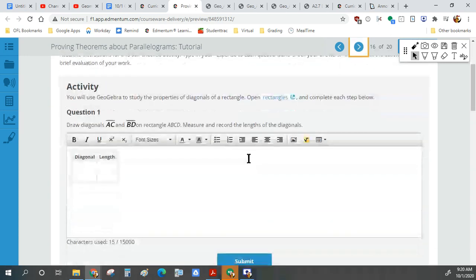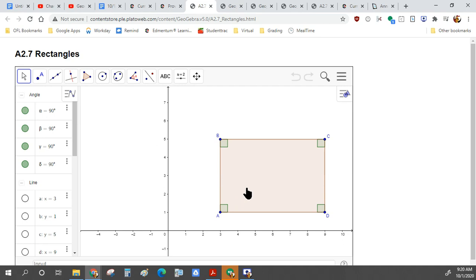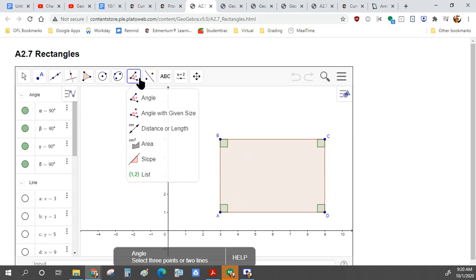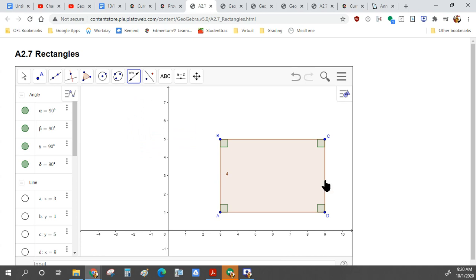So now we're going to apply it to a rectangle. We're going to prove that they're rectangles. If I open up my rectangles activity, I have this rectangles activity, and I'm just going to measure the distances. So I go here, here, here, here, and I already know what the angles are.